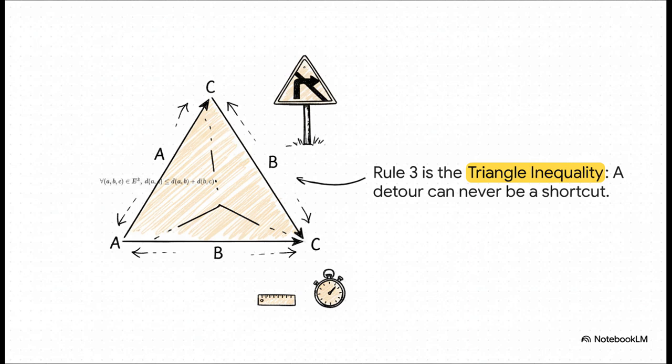And our final golden rule is the triangle inequality. I like to call this the no shortcuts by taking a detour rule. It just means that going straight from point A to point B is always the shortest path. Always. If you decide to make a pit stop at point C along the way, your trip can only get longer. Or, best case, stay the same length. It can never, ever be shorter.